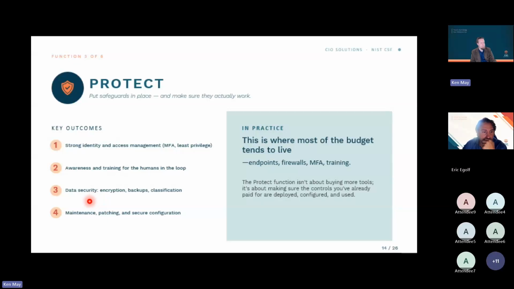We want to make sure all the data is secured, so we're going to encrypt the data, back it up, make sure all the different kinds of data is classified so we avoid potentially leaking out internal intellectual property or payroll information, that kind of stuff. And of course, making sure that we're keeping up with maintenance and patching and secure configuration.